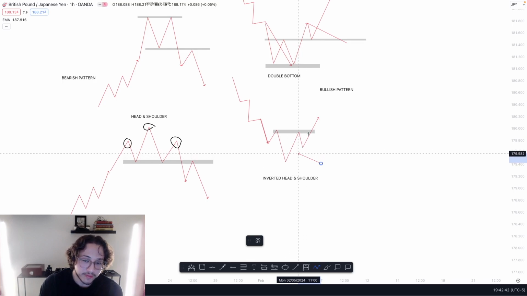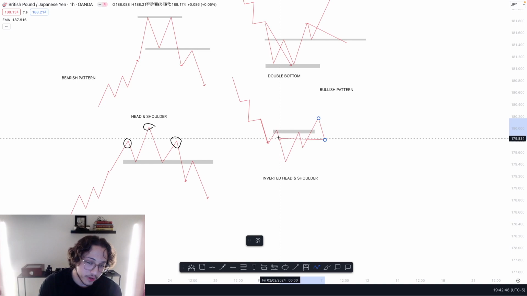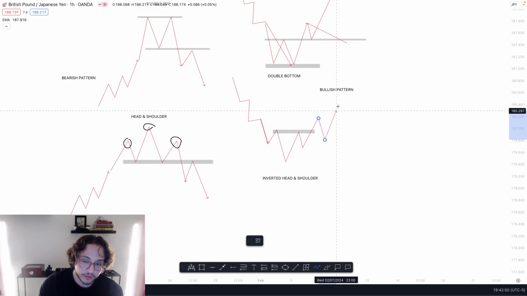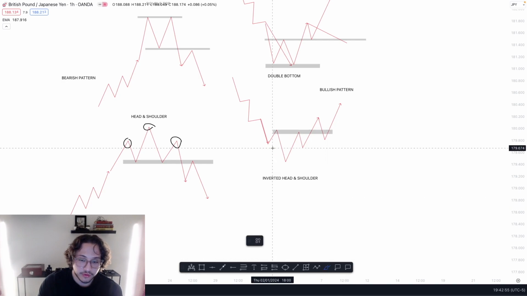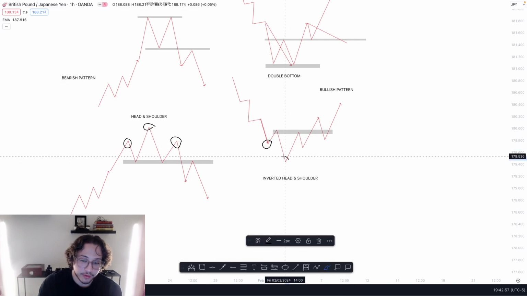So whenever price does manage to break above the neckline, obviously the idea is to wait for price to pull back, retest this neckline, use it as support, and have this bullish confirmation. This is where you want to enter your trade, right? So very simple, easy ways to trade these patterns. These are only the 4 patterns that I personally trade. My favorite one is the inverted head and shoulders, right?